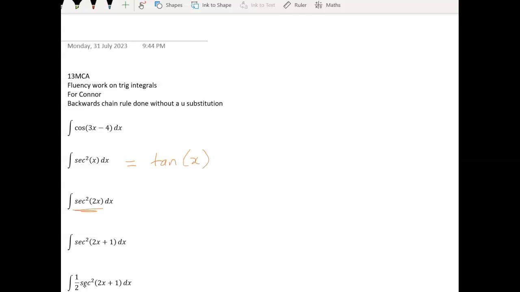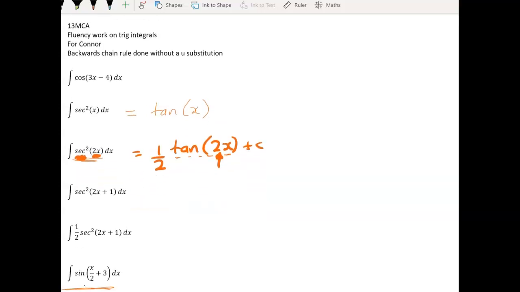When I move to this one, the integral of sec squared 2x, all I have to do is watch out that I've got a backwards chain rule, right? So sec squared anti-differentiates to give me tan. So let's write this down. So tan of 2x, plus c. When I differentiate this, I'm going to get sec squared of 2x, which I want, but I'm also going to have to multiply by the 2. I have to undo that multiplication by timesing by a half. And again, you can check this one by differentiating it.